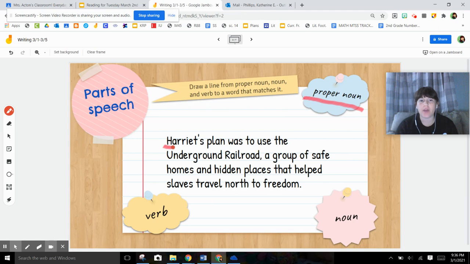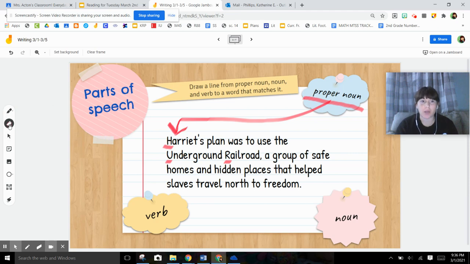So I see a capital H at the beginning in Harriet's. I see a capital U and a capital R. And that's really all that I see. So now let's check those words and see if they are proper nouns. So Harriet's, is that a person, place, or thing? It's a person. Is it an actual name of a person? Yes, Harriet Tubman. So that is a proper noun. So that's the one that I'm going to pick. I'm going to draw a line to the arrow.